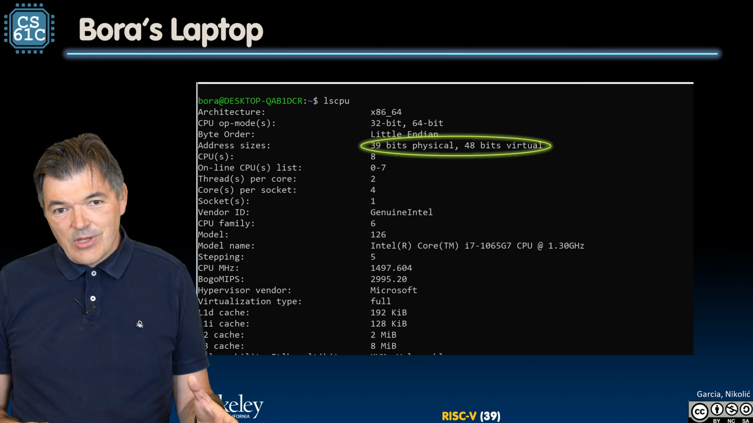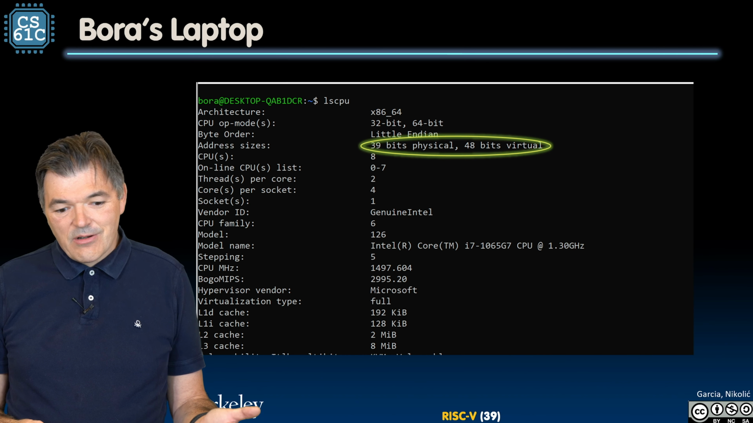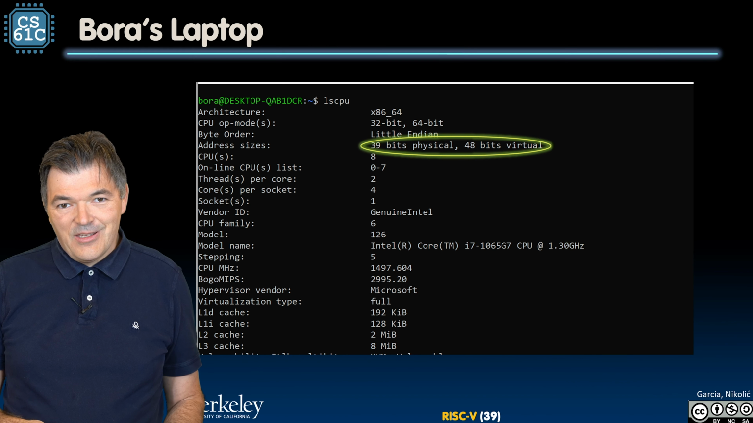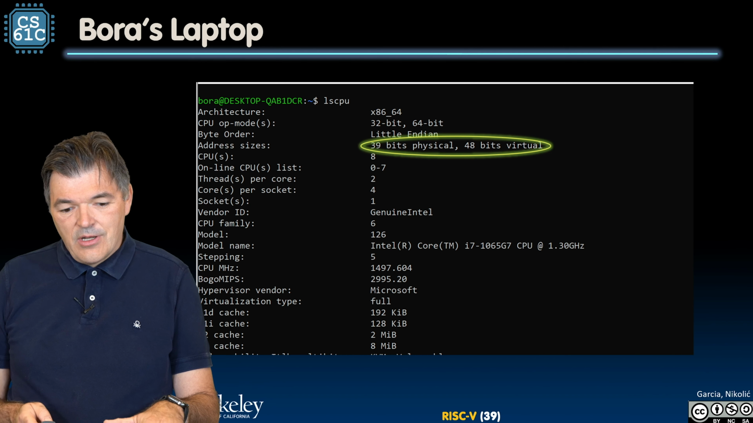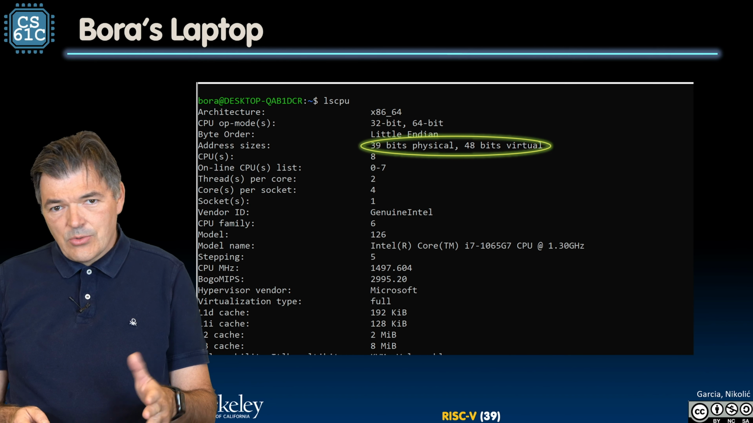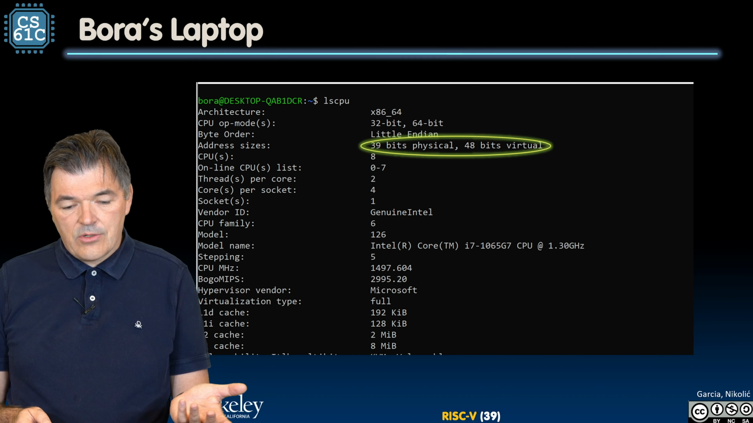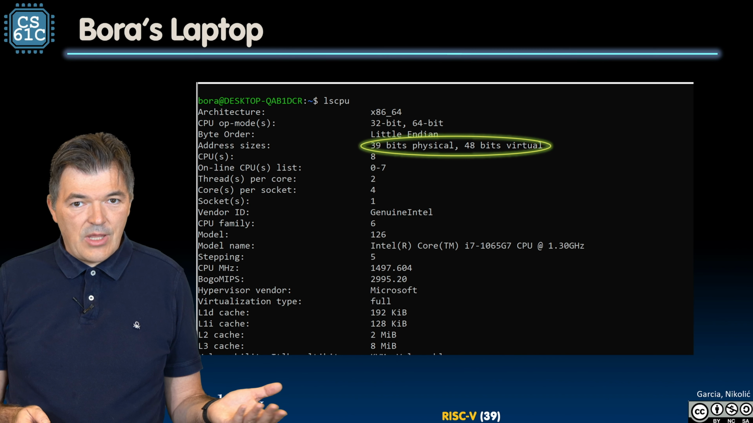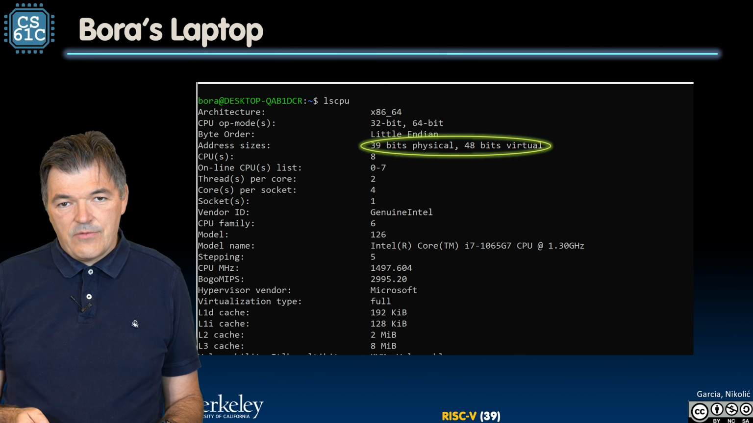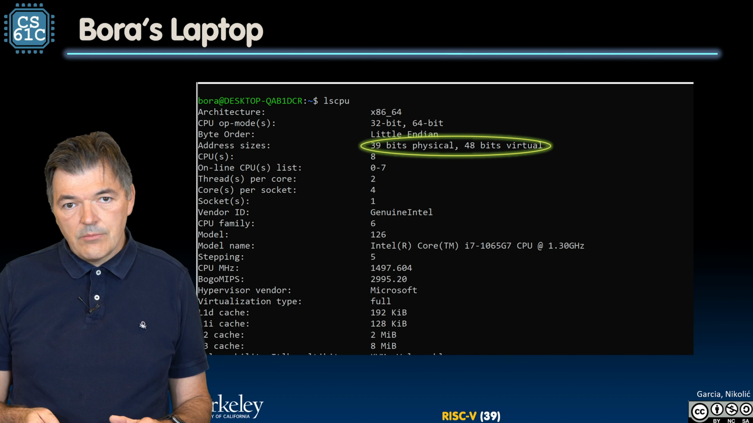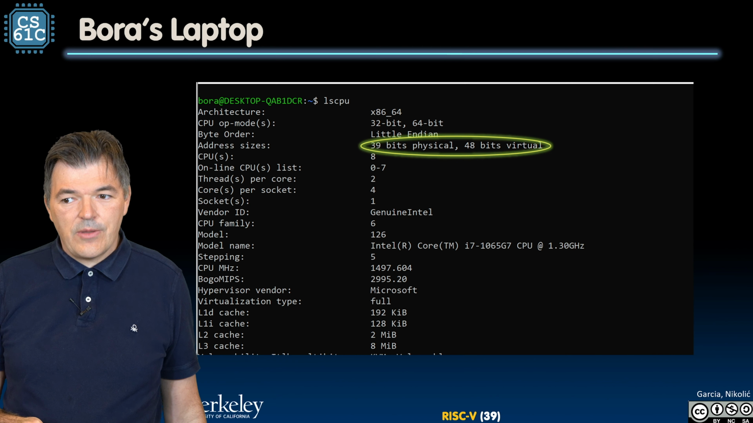So my virtual address space on this laptop is bigger than the physical space. Both of them are huge, so it may not matter that much. I think what you'll find out if you run this same command, lscpu, on your laptop, you'll find out what it is in your case. It's usually going to be 39 physical bits. If you have a Xeon, it may be 40.